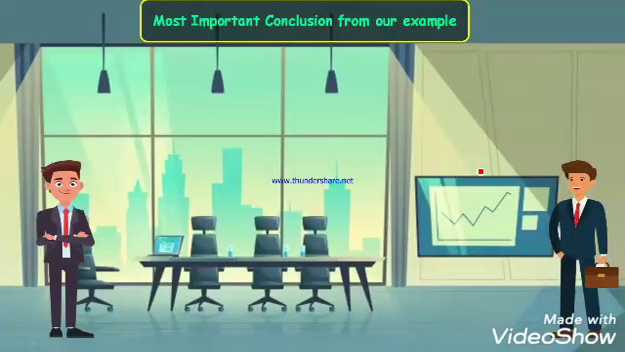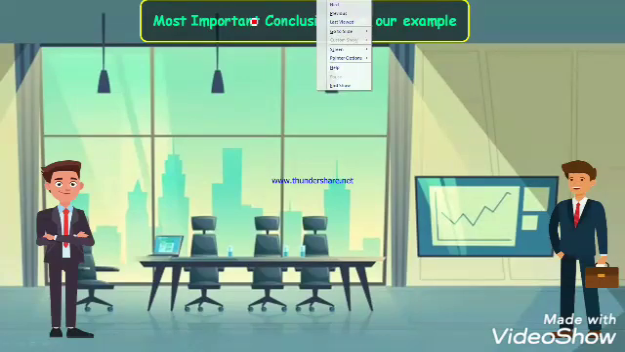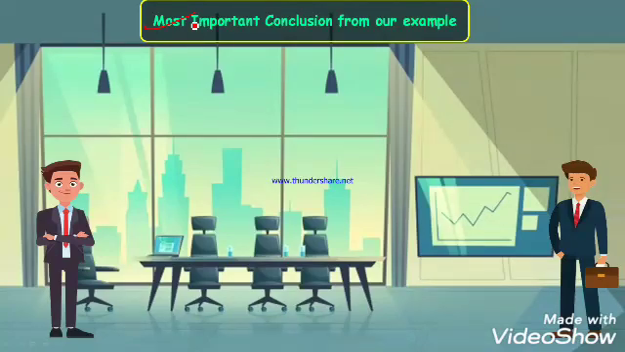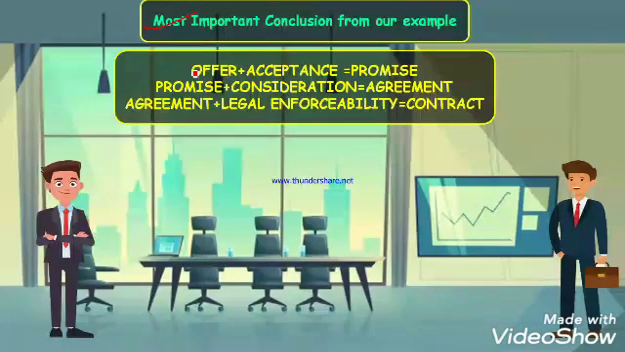So now let's talk about the most important conclusion from our example. In this example, the most important conclusion is that offer plus acceptance is equal to promise, and promise plus consideration is equal to agreement, and agreement plus legal enforceability is equal to contract. Let's understand these 3 lines in a very simple manner.